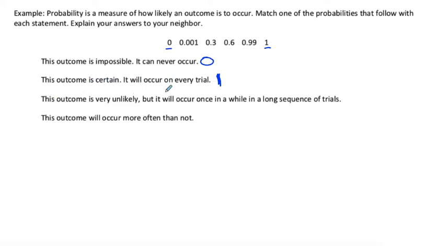This outcome is very unlikely, but it will occur once in a while in a long sequence of trials. So that's where we would start to discuss the unlikely idea. Since it says it's very unlikely, this is where I would be encouraged to do the 0.001. It might occur once in a while in a long series of trials, but it's not going to happen very frequently. And then the last one, this outcome will occur more often than not. Okay, so it's not going to happen all the time, but it is going to happen pretty frequently. That's going to be the 0.6. 0.99 would be almost happening on every trial. So when we compare 0.99 to 0.6, it's just happening more often than it's not happening. It's almost 50-50, but it's not almost every trial. So we have this range of impossible to certain with likely and unlikely in between.